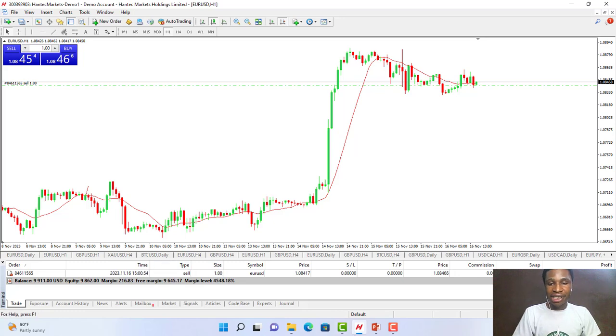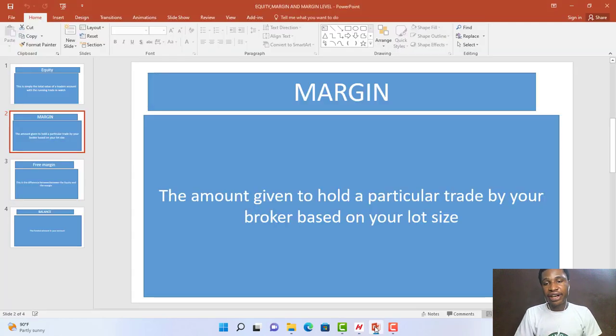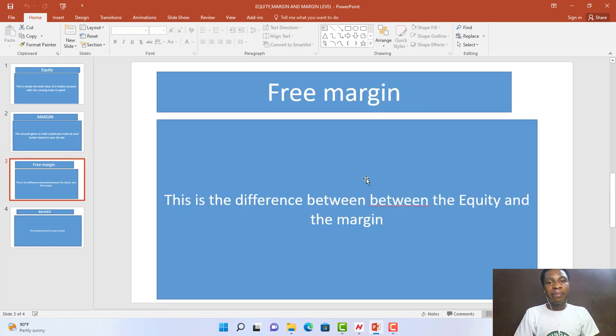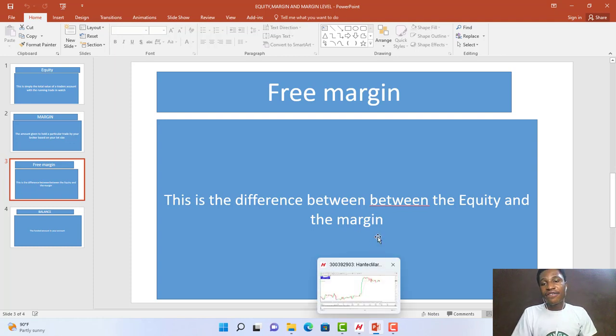So it's very, very important for us to know this and also share it with our friends for them to see. So that's it. Then the free margin we also see there. So what's the free margin? This is the difference between the equity and the margin. The difference between the equity and the margin, you have your free margin.